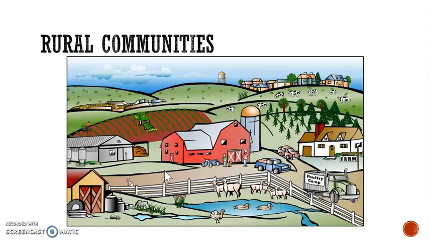So the first type of community we're going to talk about is a rural community. A rural community is basically a community that's pretty small and is set in the countryside, and there are things such as farms, forests, and other things that you would typically find in the countryside. And rural communities often share things in common with each other.